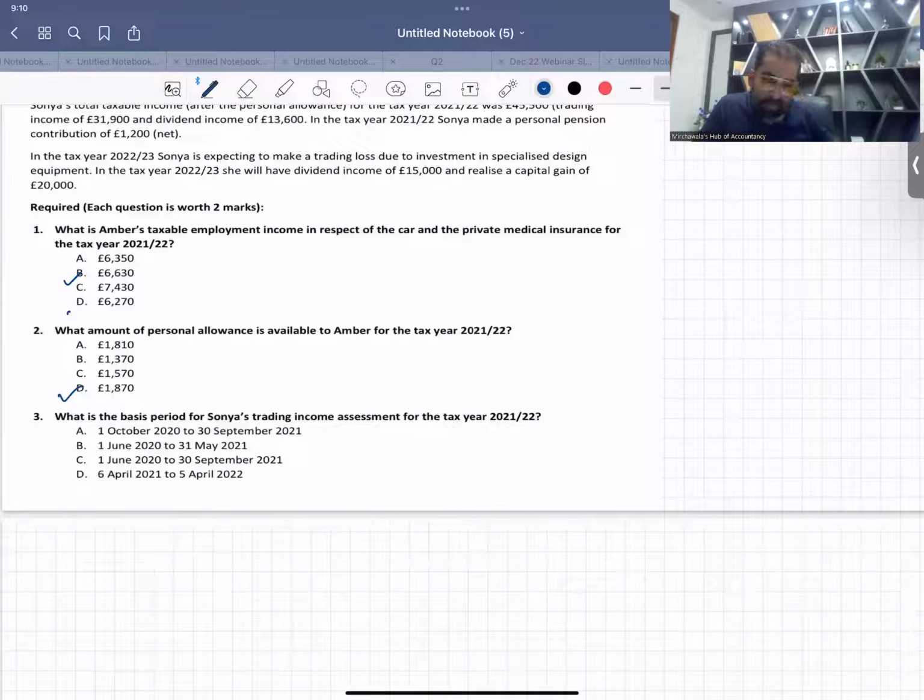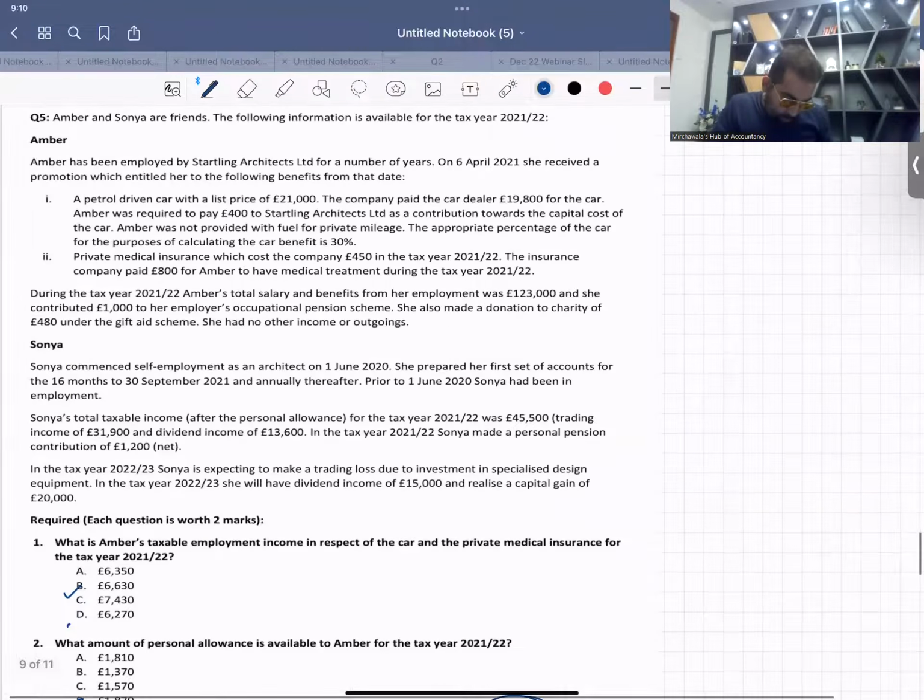Now, question number 3. What is the basis period? Basis period calculation, very good. They are just asking for the year 21-22. What is the basis period for Sonia's trading income assessment for the year 21-22?